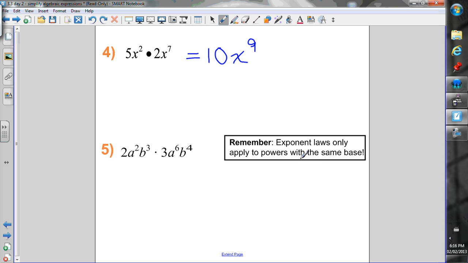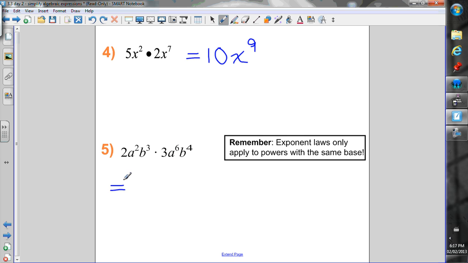And I put a little note here, this is an important part of exponent laws. Exponent laws only apply to powers that have the same base. So don't try and combine a squared times b cubed to like ab to the 5 or something, they don't have the same base. A and B are not the same base, so we cannot simplify those any further together. But we can notice I have an a squared here, and there's also a base with an a over here. I could simplify those together because they have the same base.